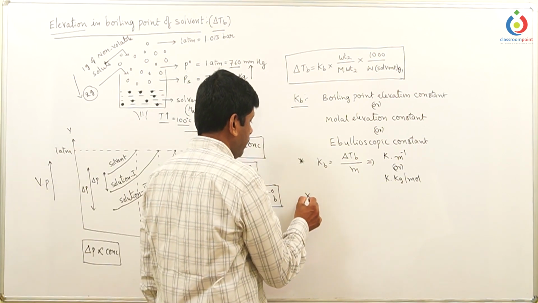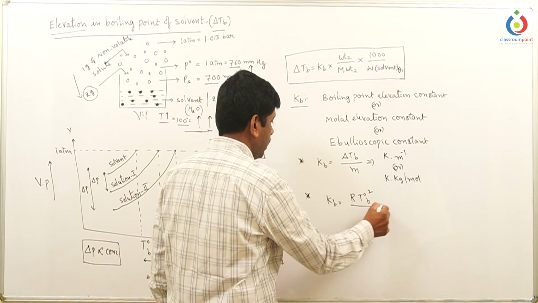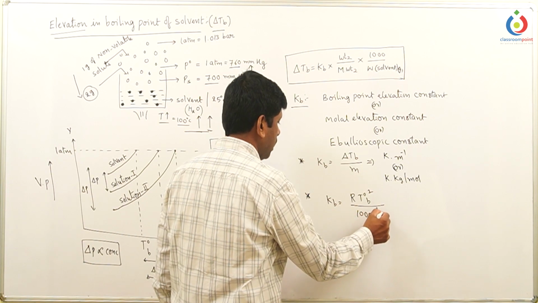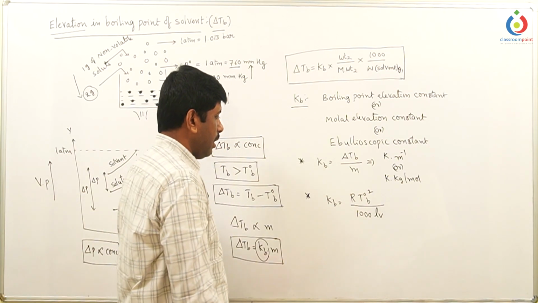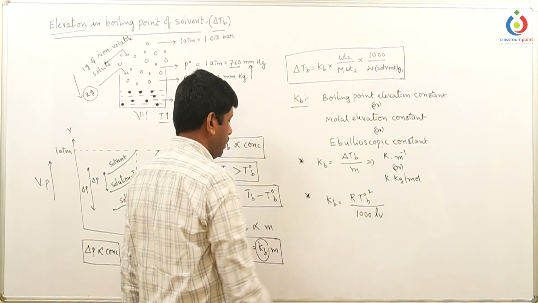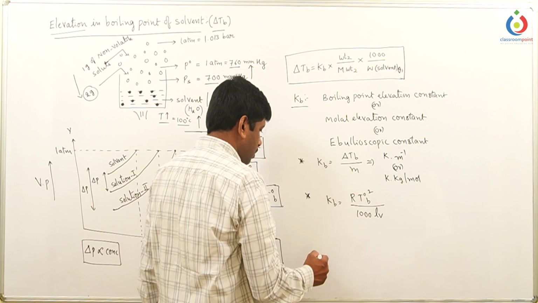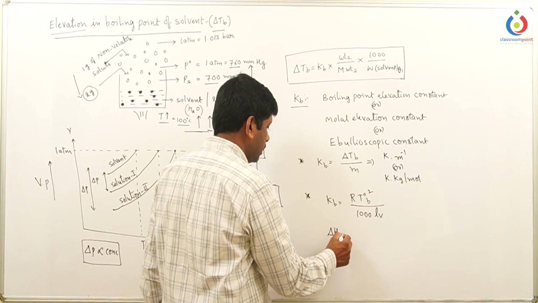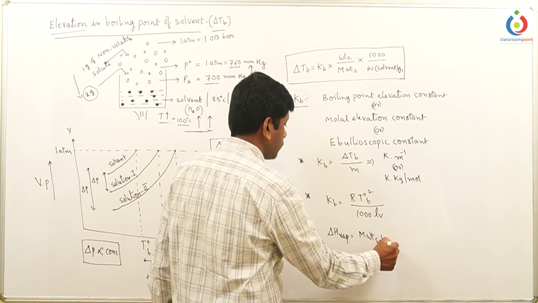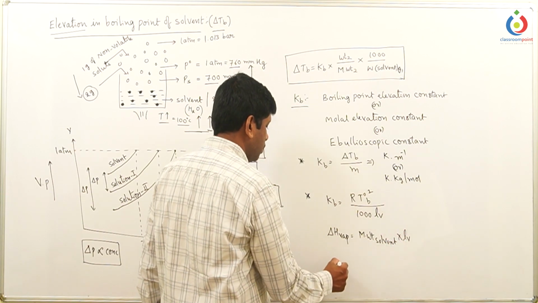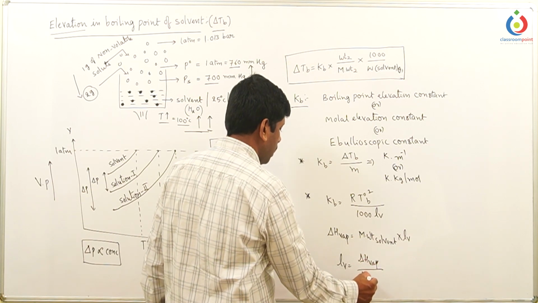Then how to calculate the KB value? So KB value equals R T naught B square divided by 1000 L V. L V stands for the latent heat of vaporization, and R stands for the universal gas constant. T naught B stands for the boiling point of the solvent. Then the latent heat of vaporization: delta H vaporization equals molecular weight of solvent into latent heat of evaporation. So latent heat of evaporation equals delta H evaporation divided by molecular weight of solvent.